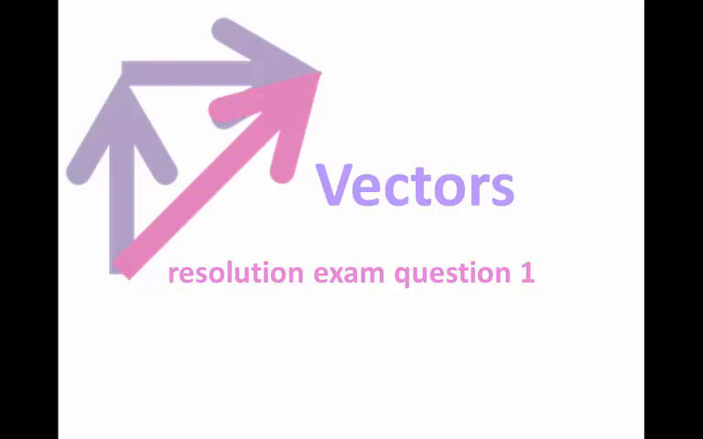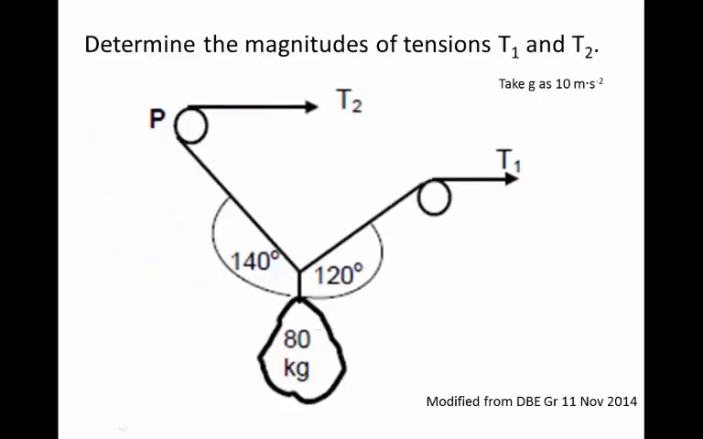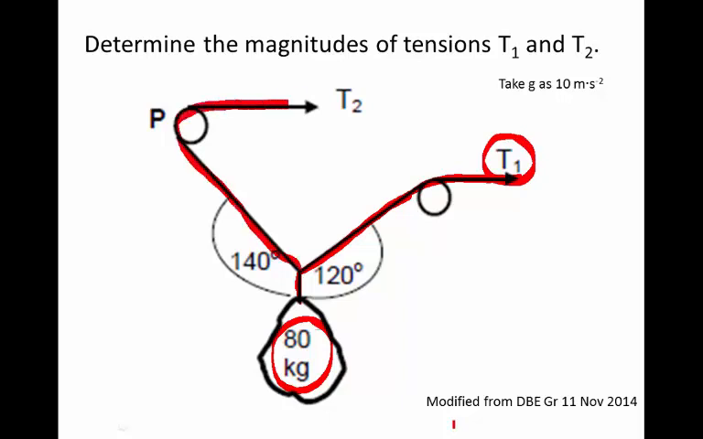Let's get some old exam practice. We need to determine the magnitudes of the tensions T1 and T2 in this diagram. Notice here we have an 80 kilogram stone hanging from a string, and then the string splits into two. This string here is being pulled with a tension T1, and this string going over this pulley is being pulled with a tension T2, and we can see the angles here between the three strings.